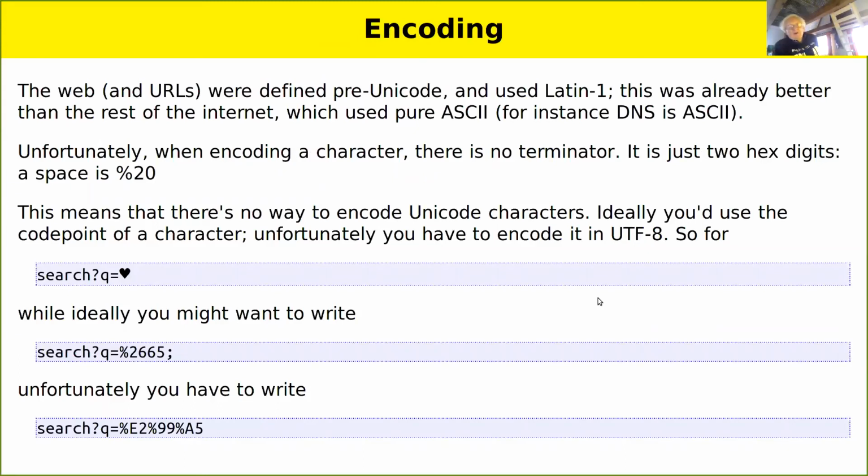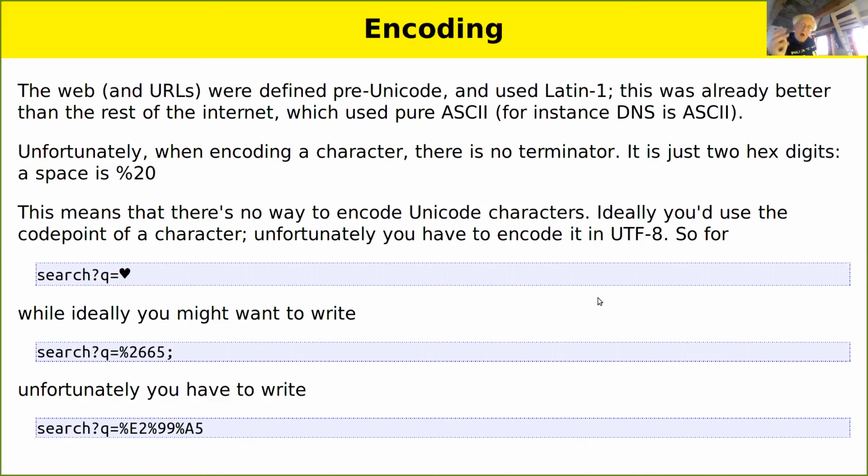Now, let's talk about encoding a bit. The web and URLs were defined pre-Unicode and used Latin 1, which was already better than the rest of the internet at that time, which used pure ASCII. For instance, DNS is pure ASCII. Unfortunately, Latin 1 is an 8-bit character set, and they defined the method for encoding a character as just an 8-bit encoding. So there's no terminator, it was just 2 hex digits for 8 bits. So spaces, for instance, %20.